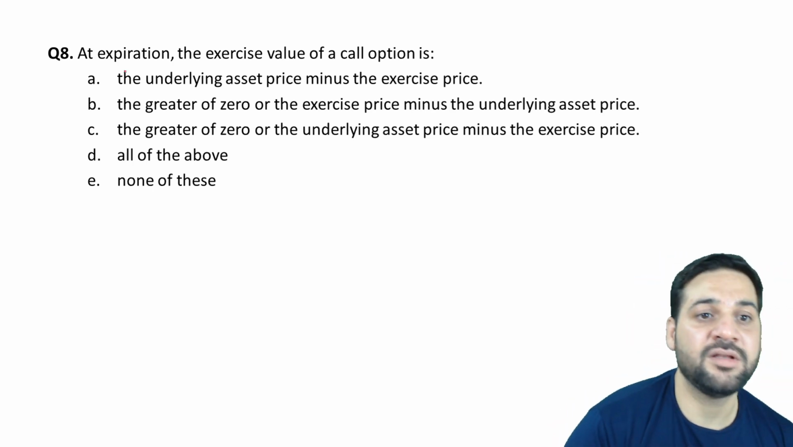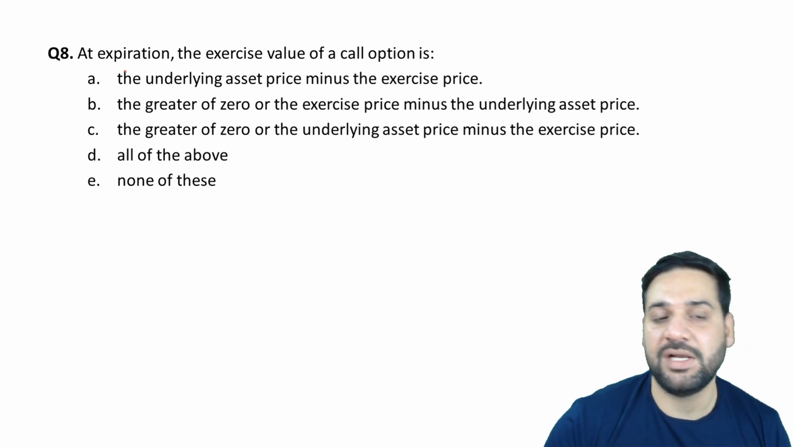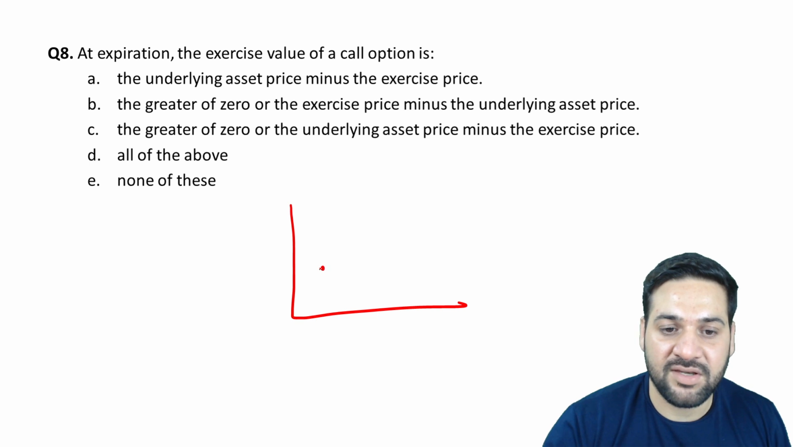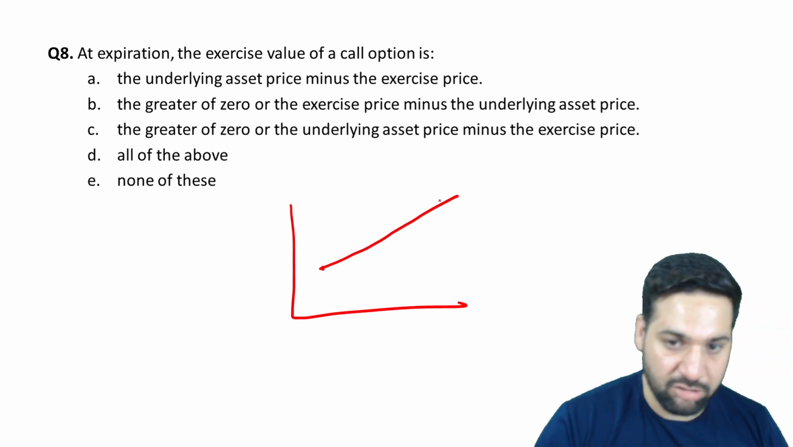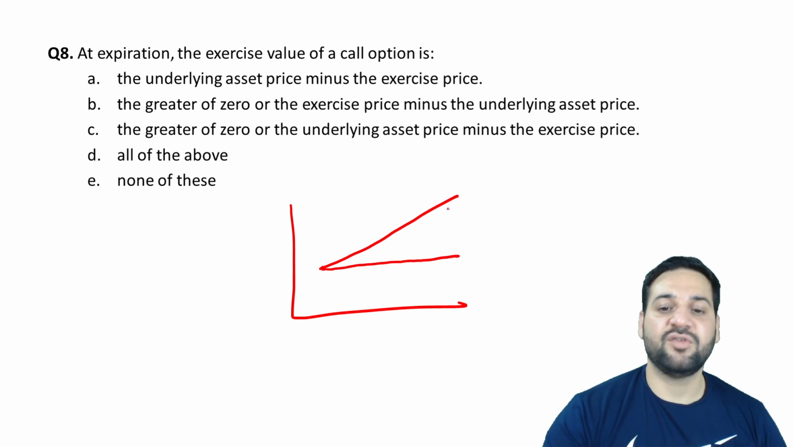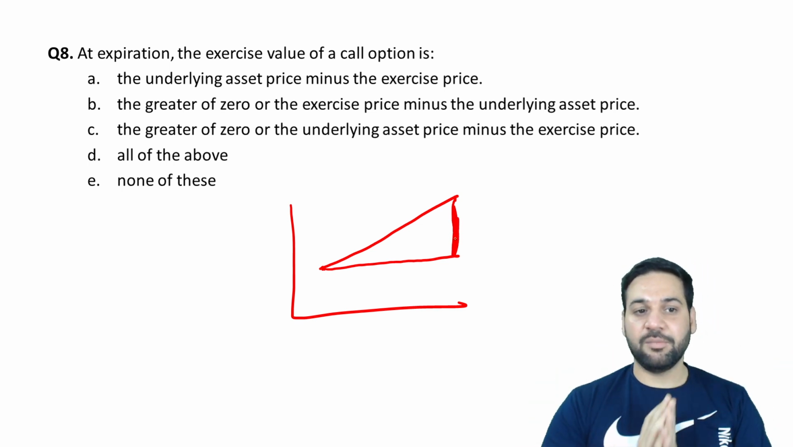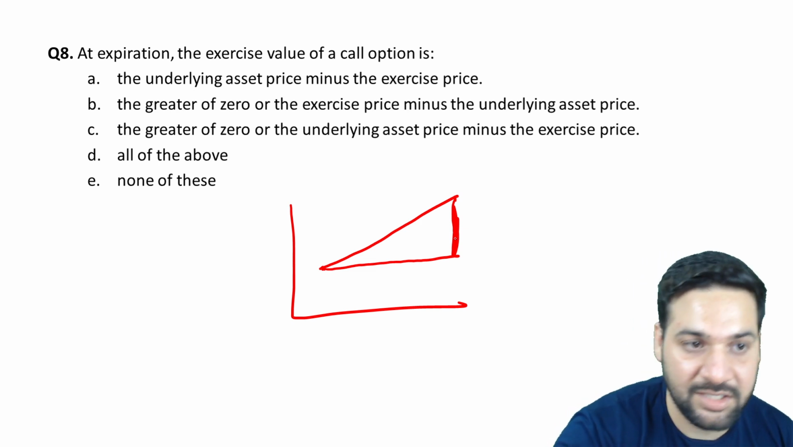At expiration, the exercise value of a call option. Now, very simple. I have already explained it. In this situation, according to you, the value of the security is going to go up, and you purchased at this value, and you are going to make money here. So what does that mean? What is the correct answer? If you know the correct answer, let me know.